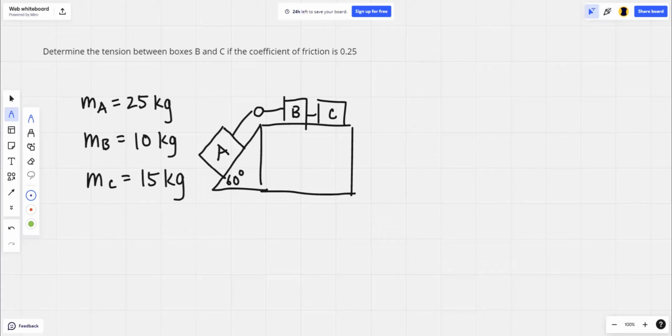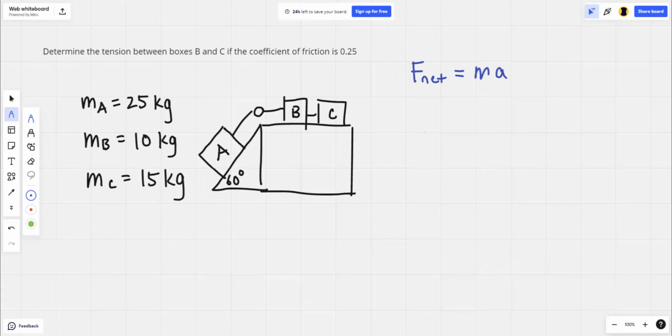So first what you want to do is write Fnet equals MA, and we're going to look at the whole system first. And in this case, for Fnet, you want to look at all the forces that are being applied to this system that is not the tension force, because that's an internal force and you don't need that when you're calculating for the whole system.